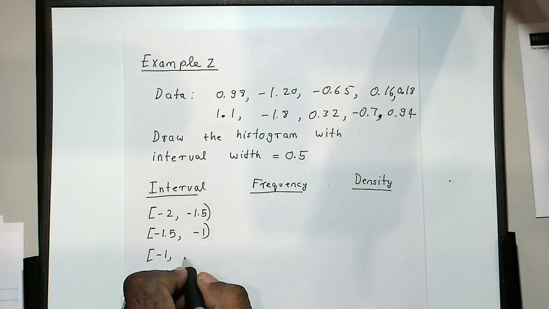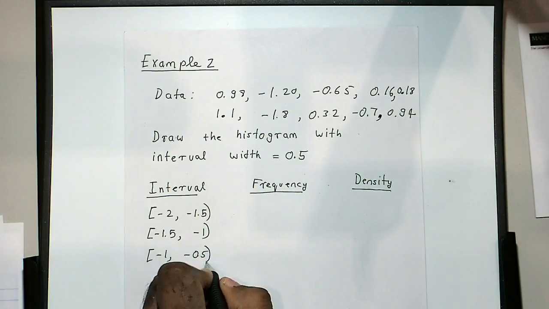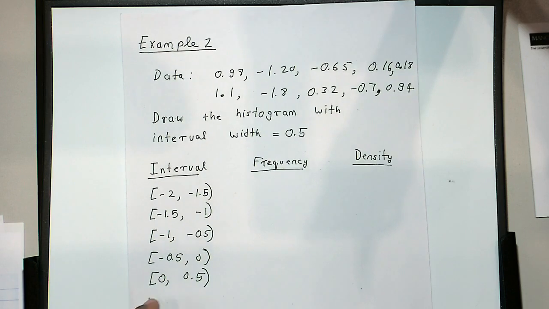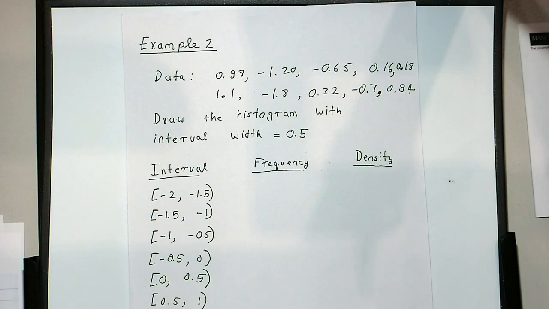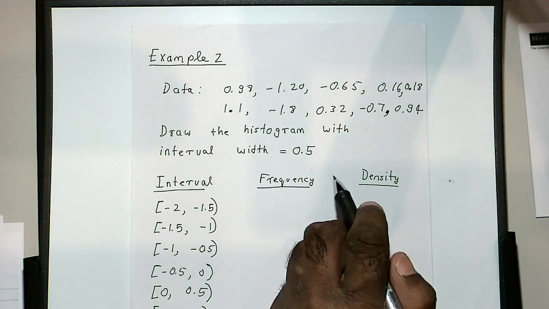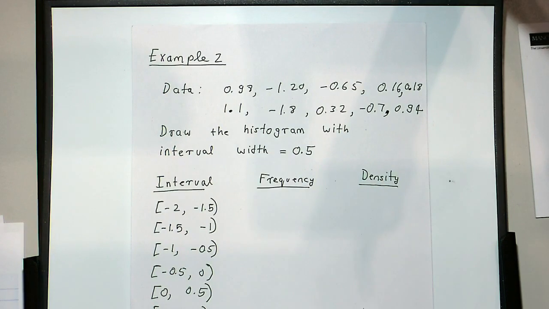-1 to -0.5, -0.5 to 0, 0 to 0.5, 0.5 to 1, and finally 1 to 1.5, right? As you can see, the largest data point is 1.1, so it will fall in this interval, right?